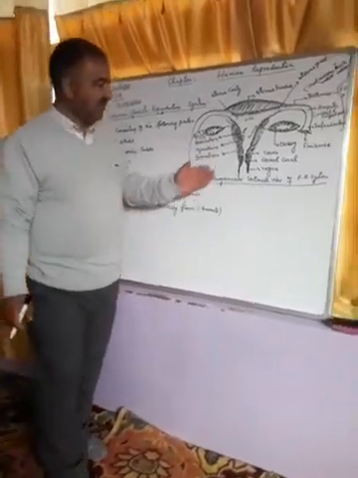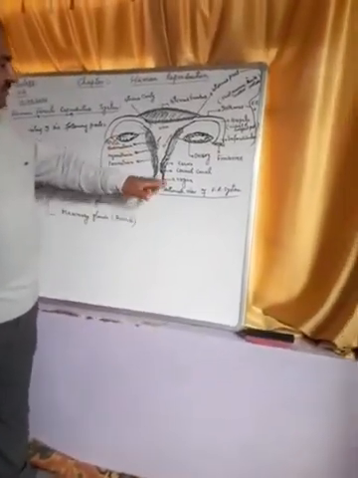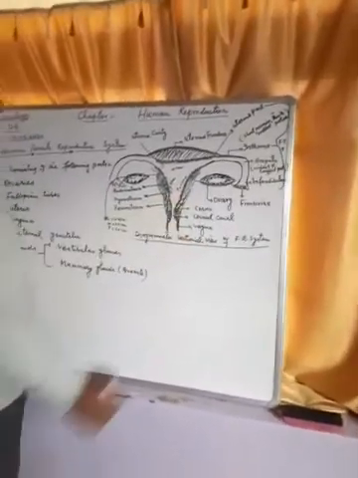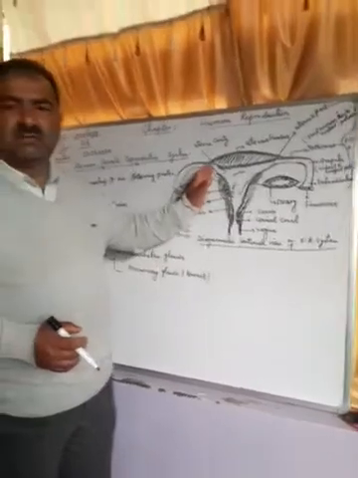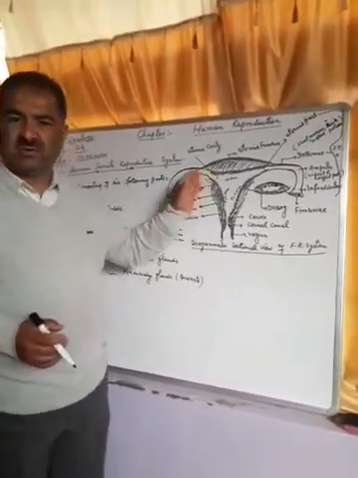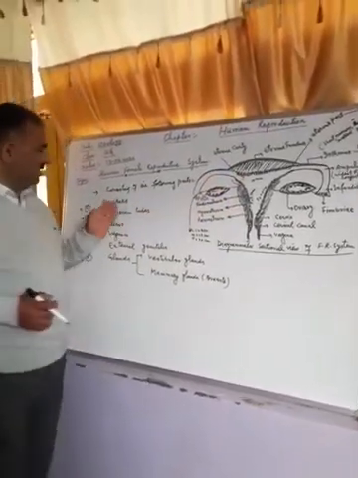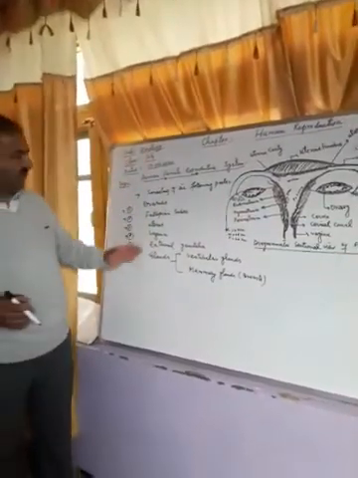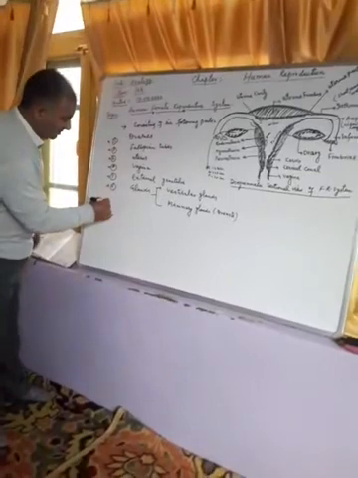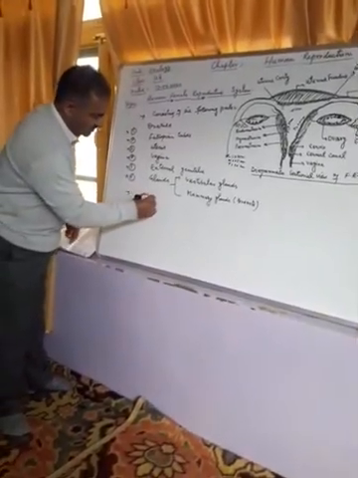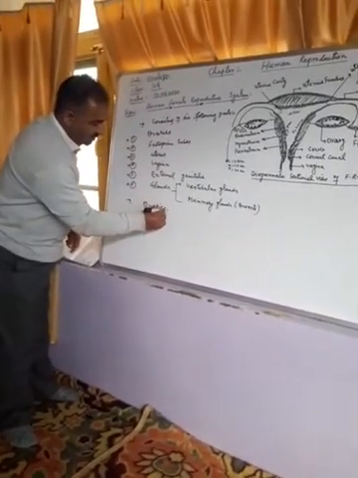We have the diagrammatic sectional view of the female reproductive system, which is already available in your NCERT book. So let us describe these parts, the organs of the human female reproductive system, one by one. So first comes the ovaries.